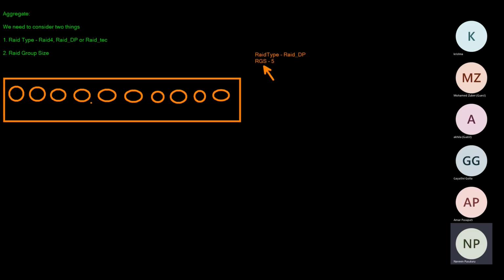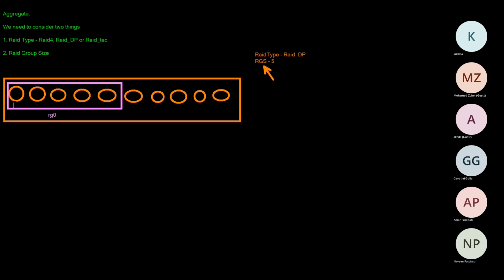But as I mentioned, write group size as 5. It will group 5 disks. It will keep all 5 disks into a group. That means it will take the first 5 disks and create a write group called RG0.